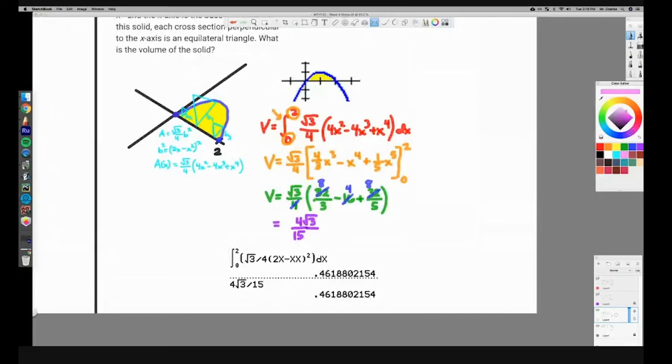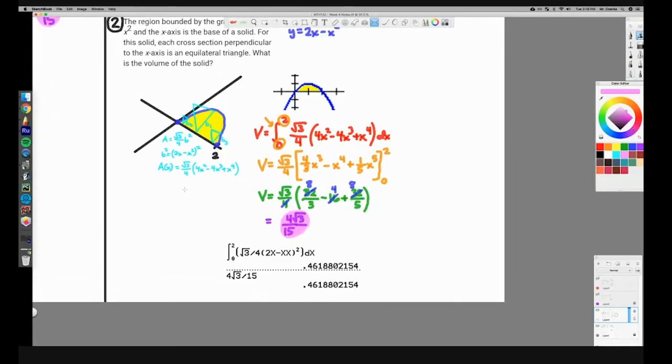And you can say with huge certainty that your answer is right if it happens to match. Very unlikely that you did something wrong, unless you set up the original problem wrong, but trust in your calculator is what I would say. All right, questions?